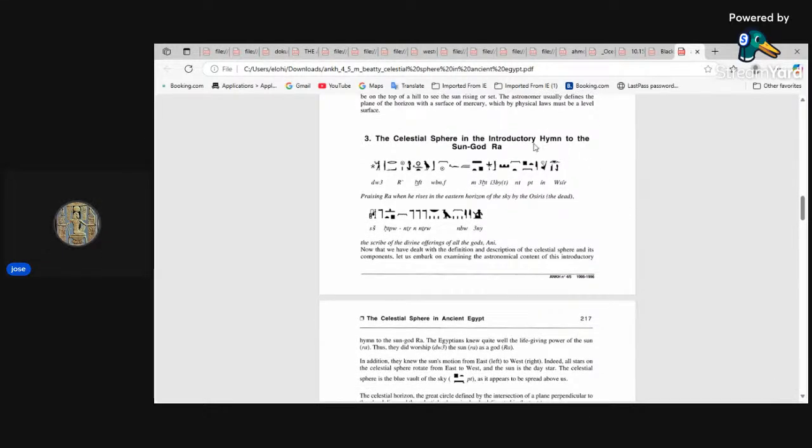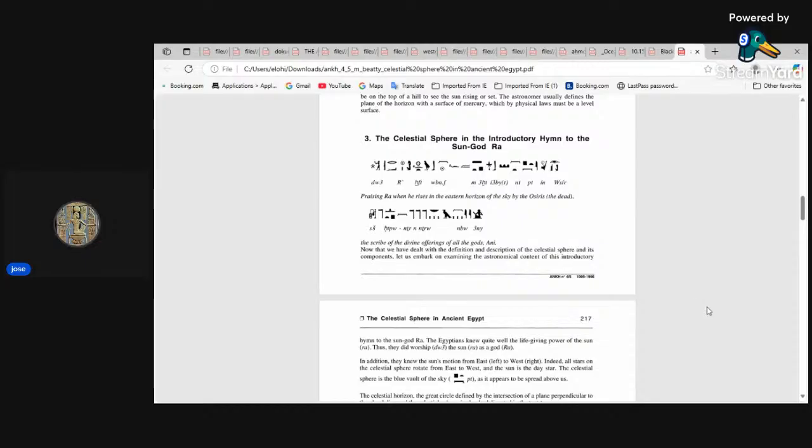The celestial sphere, an introductory hymn to the sun god Ra. Dua, which is right here. Ra. Kafet, which is right here. Waben. M. Aket. Abayit, that is here. Neat. Pet. In. Wasir. Praising Ra when he rises in the eastern horizon of the sky by Osiris the dead. Sesh. Atepu. And Necheru. And Necheru. Neb. Wu. Ani, the scribe of the divine offerings of all the gods, Ani.